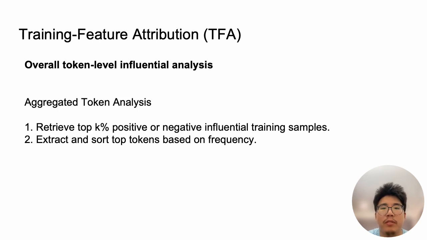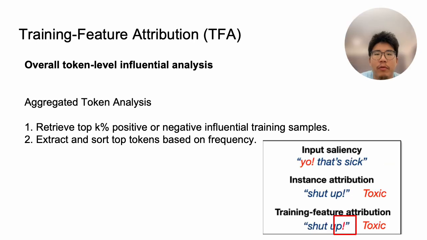A straightforward way is to do token aggregation. Specifically, this paper sorts all the tokens by frequency that appeared in the top k most influential samples. This may help find the tokens that appear disproportionately in the influential training samples. For a toxic detection sample, this might reveal that punctuation marks such as the exclamation mark tend to occur more frequently in the influential examples, which may directly reflect this artifact behavior.